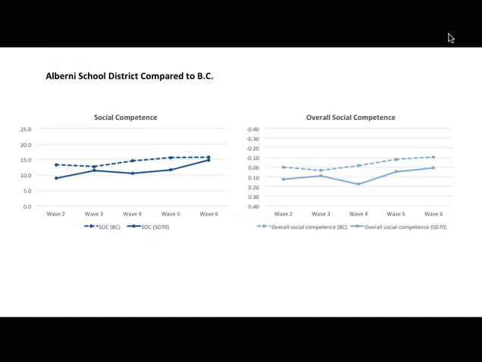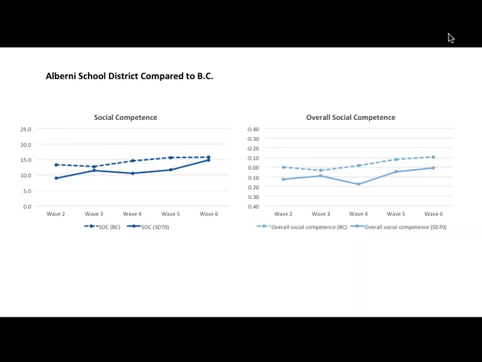Okay, now I'm going to look at a different school district this time, just to change things up. This is School District 70, which is on the island in Port Alberni. And just to see how well you can follow these graphs, remember the graph on the left is the overall scale, and the graph on the right is each of the 4 subscales it goes into, in this case, social competence.